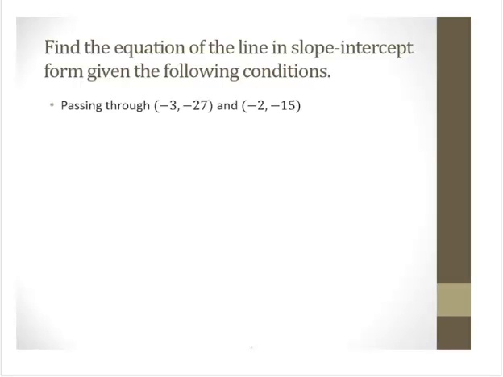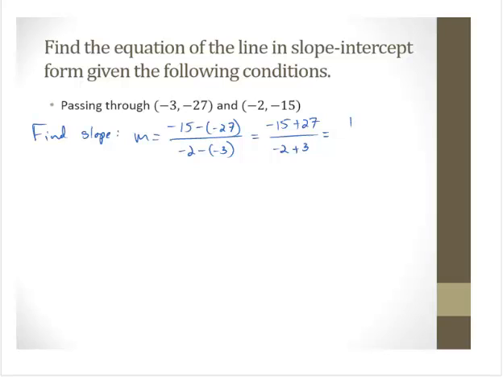Again, we want a slope-intercept form, but now we're given just 2 points. We don't have a slope. Well, but if we have 2 points, we can find the slope. So let's first find the slope. So m would equal negative 15, subtract negative 27, over negative 2, subtract negative 3. So recall that that would be then negative 15 plus 27 over negative 2 plus 3. And so that would be 12 over 1, which is 12.